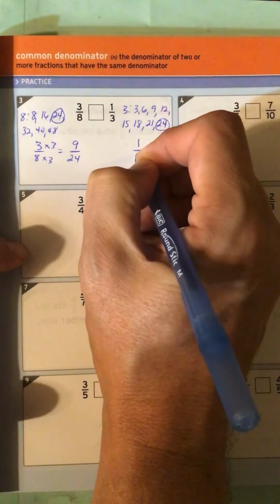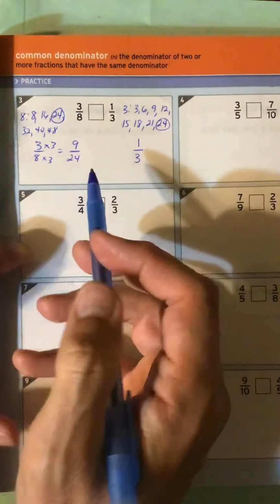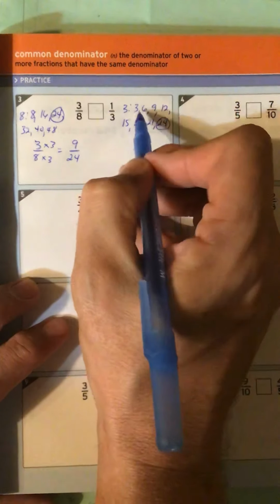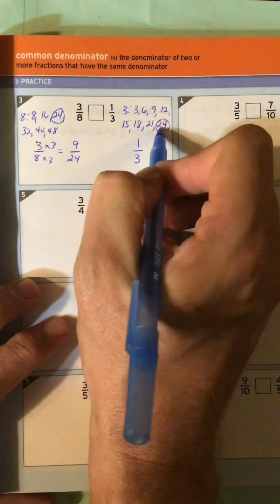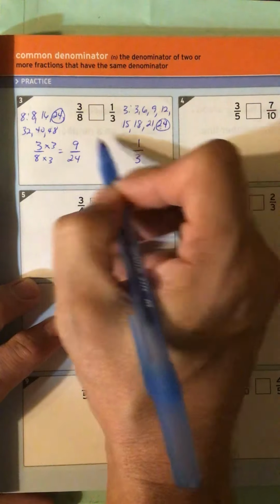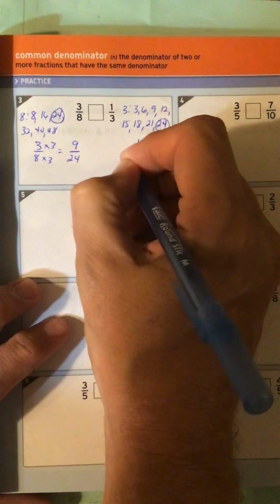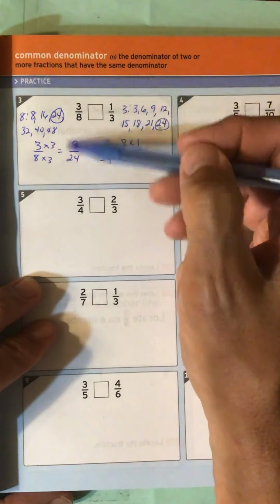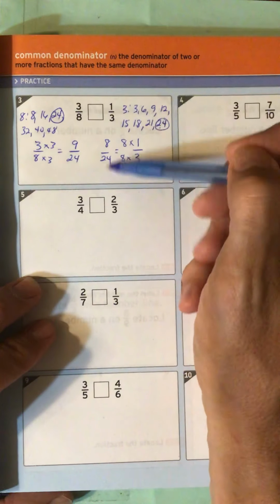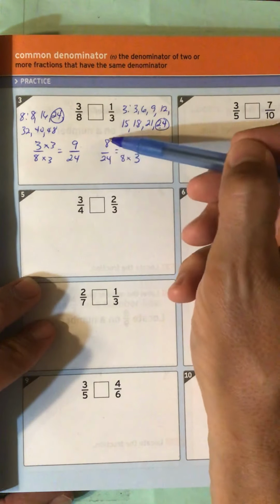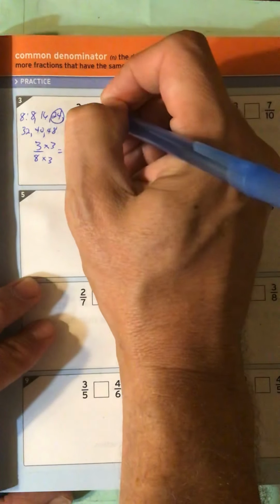I'm going to do this one a little bit backwards just to make it a little easier for us to compare, and you'll see why in just a second. For 1/3, it took 1, 2, 3, 4, 5, 6, 7, 8 multiples to get the 3 to have the common denominator. So I'm going to multiply both of them by 8, and that is going to give us 8/24. Notice how I got everything lined up on top of each other, so it's going to be really easy to compare. 9/24 is going to be greater than 8/24, so we know our answer is greater than.